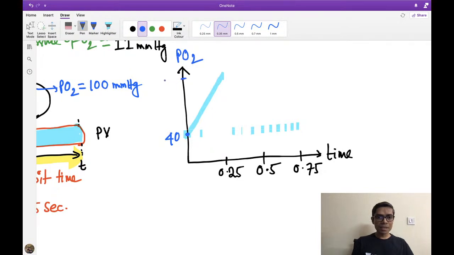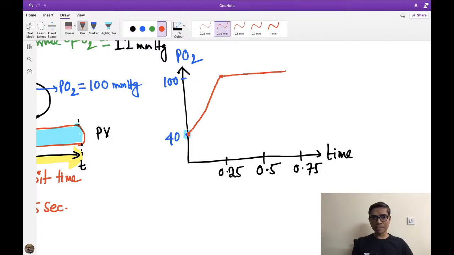Diffusion equilibrium means the partial pressure of the capillary blood will be 100. That means if I plot this curve, the curve will look like this: initially, when it is entering the pulmonary capillary, it is 40. Suddenly, within this 0.25 second, the partial pressure of oxygen rises to 100 millimeter of mercury, and then throughout this transit time the partial pressure of oxygen remains the same. Getting my point? The partial pressure of oxygen remains the same.